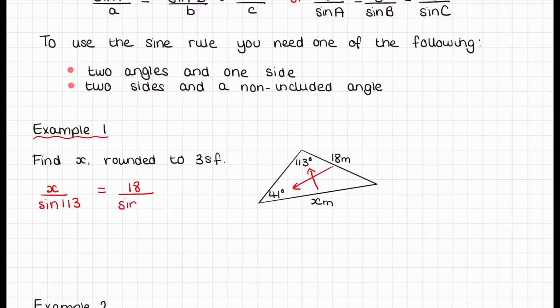So sine of 41. From here I can rearrange, so to get rid of the divide by sine 113, I can multiply that to the other side, so I'll get 18 multiplied by sine 113 divided by sine 41. So this is why I like to put my unknown on the numerator of the fraction, because it means the rearranging is just easier. Put that straight into your calculator and we'll get that x is equal to 25.3 meters to 3 significant figures.